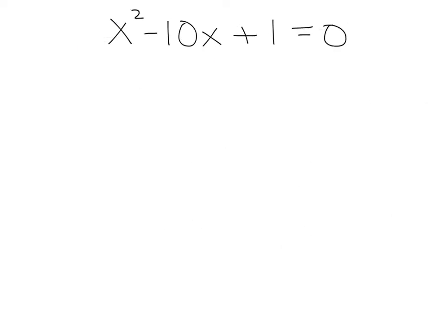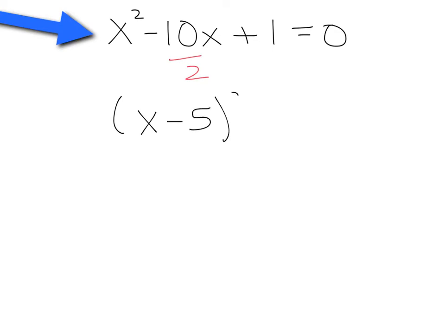So one more example where we have the coefficient of x squared equal to 1. Okay, so once again, we are going to divide b by 2. That's going to give us the number inside the parentheses. So now we have x minus 5 squared. Drop down that plus 1.